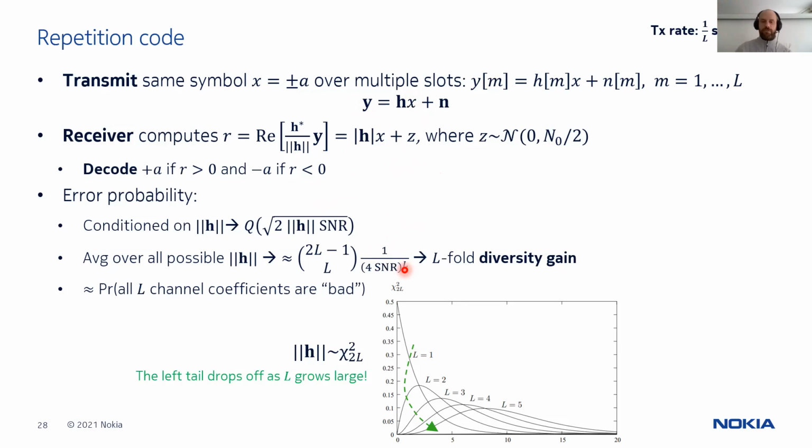And still, this is not surprising, because we said that 1 over SNR is the probability that one channel tap is bad. 1 over SNR to the power L is the probability that all channel coefficients are bad. And of course, this is much smaller than 1 over SNR. So basically, we achieved intuitively what we said at the beginning. When we transmit the same symbol over multiple channels, the probability of mistake is the probability that everything goes sour.